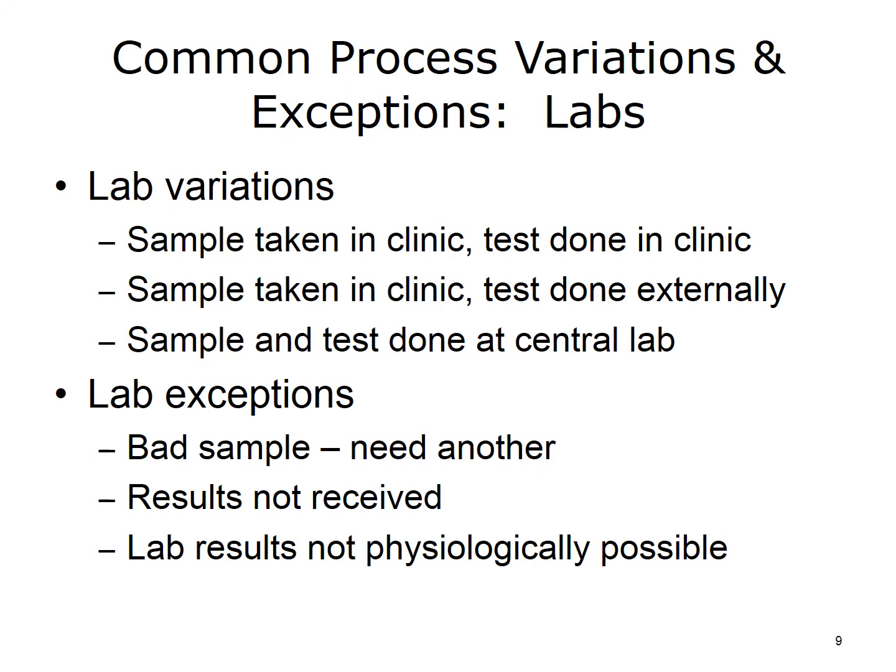Common lab variations include sample taken in clinic and test done in clinic, sample taken in clinic, test done externally, and sample and test done at central lab. Lab exceptions, on the other hand, include bad sample, need another blood draw, for example, lab results not received, and lab results not physiologically possible.